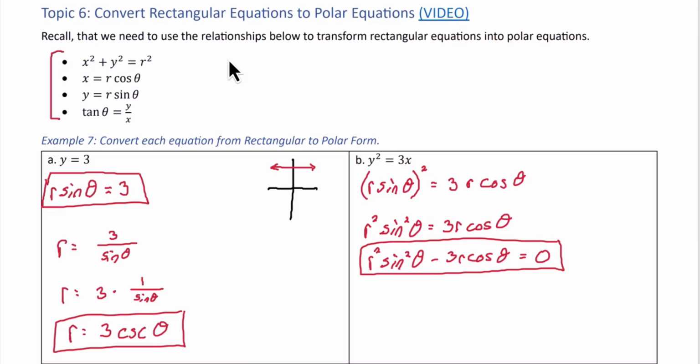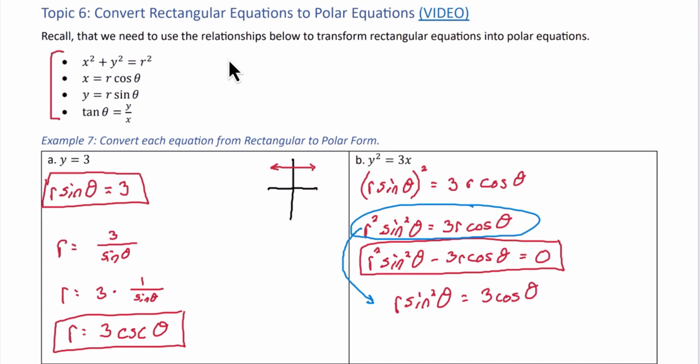However, sometimes the directions on the homework, quiz, lab, test, or maybe your instructor wants you to solve for r. So let's see if we can do that. Going back to this statement, let's divide by r on the left and the right. On the left, if we divide by r, we'll get r sine squared theta. And on the right side, if we divide by r, we'll get 3 cosine theta.